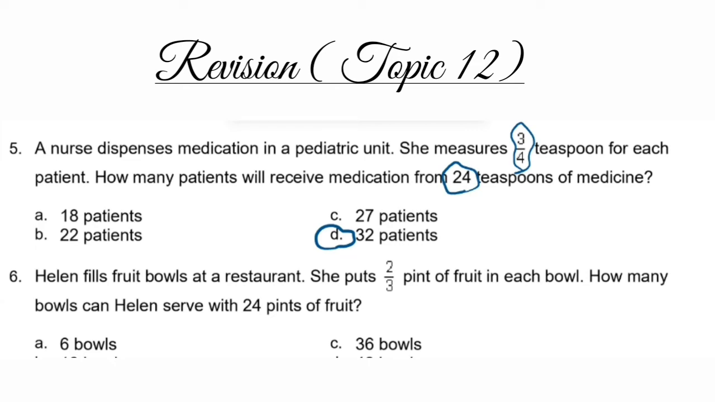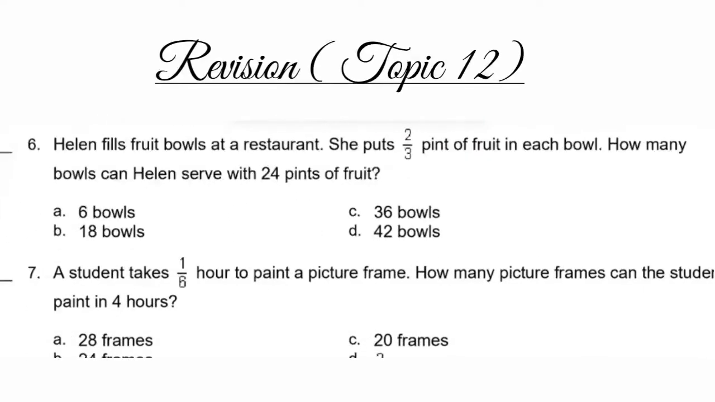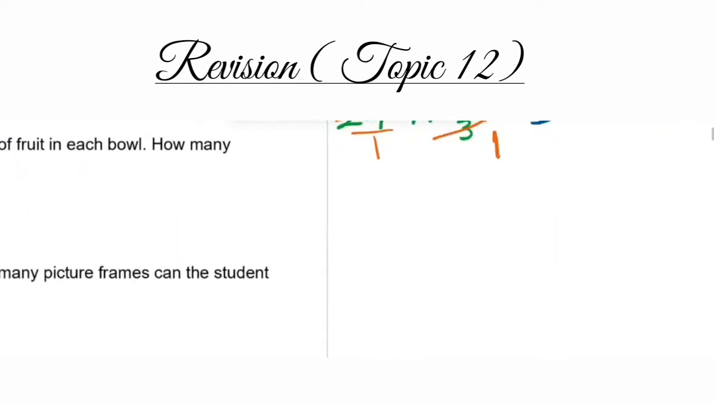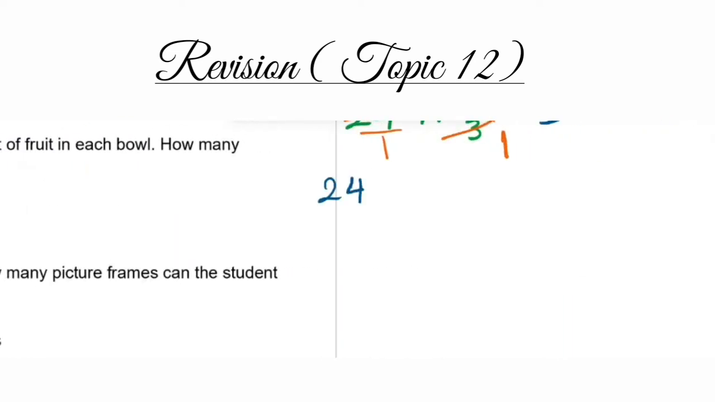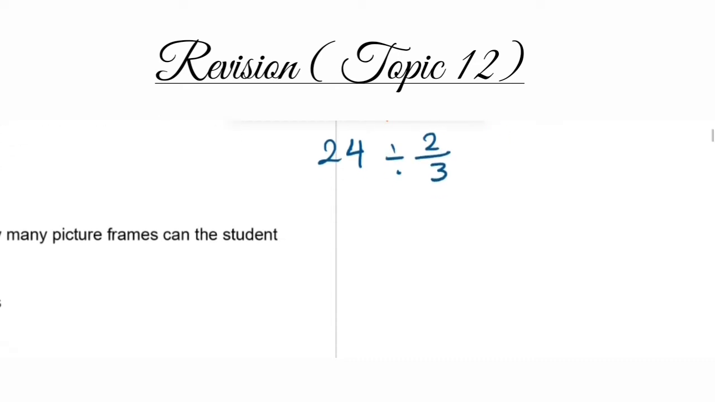Let's move to question 6. Helen fills fruit bowls at a restaurant. She puts 2/3 pint of fruit in each bowl. How many bowls can Helen serve with 24 pints of fruit? So we will divide 24 by 2/3. 24 divided by 2/3. Okay, let's do the same.